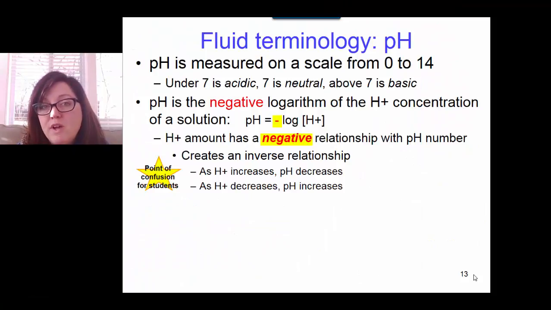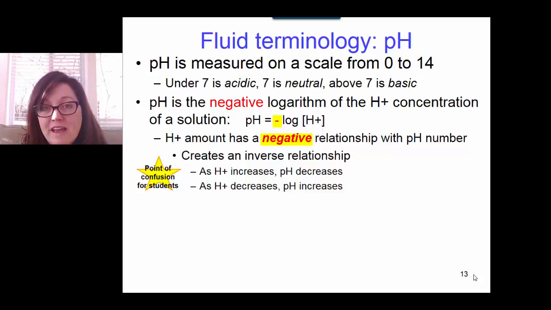So pH is measured on a scale from 0 to 14. Under 7 is considered acidic, exactly 7 is neutral, and above 7 is basic. Right? Now, to understand the relationship between the amount of hydrogen ion and the pH value, we kind of need to look at some math. Right?